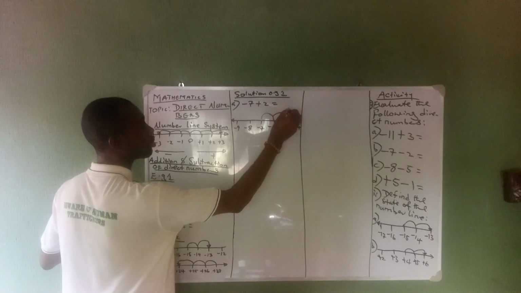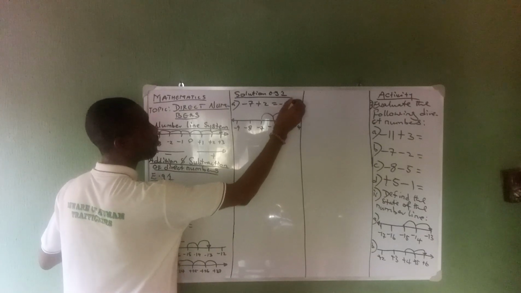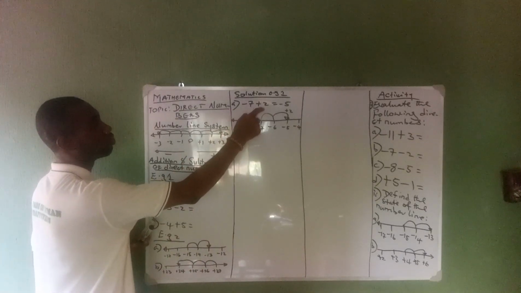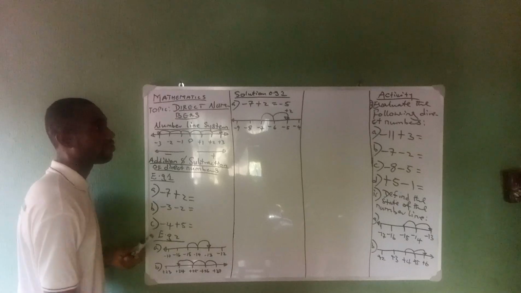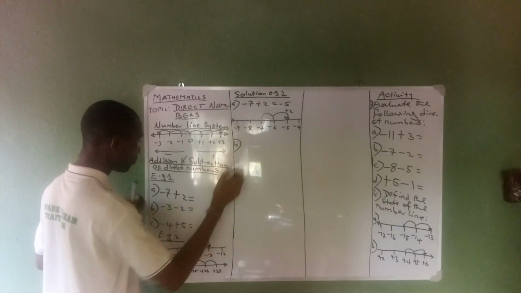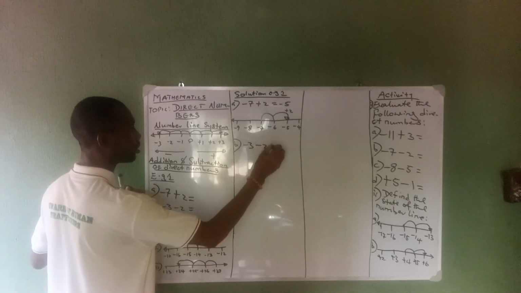So this is plus 2. So plus 2 here will give us what? Minus 5. So we have it that minus 7 plus 2 will give us what? Minus 5, according to the number line. So we have the B. We have minus 3 minus 2 is equals to.